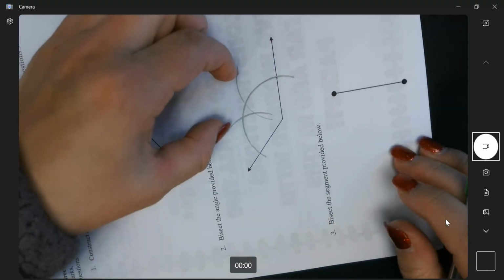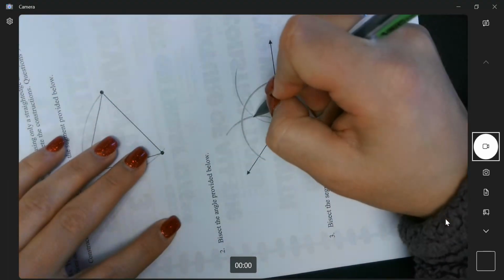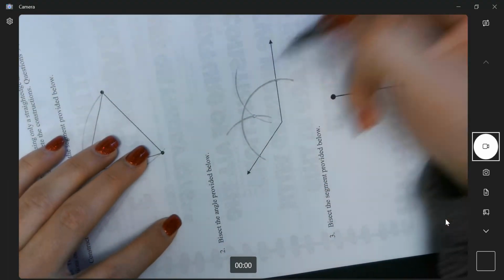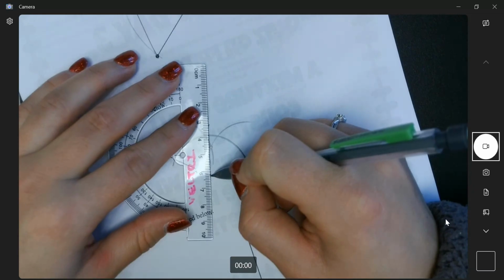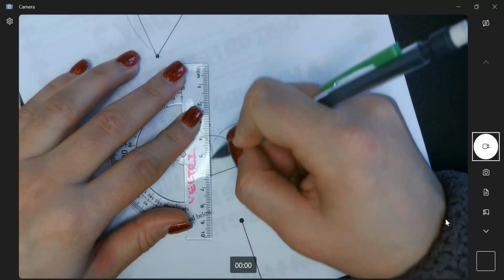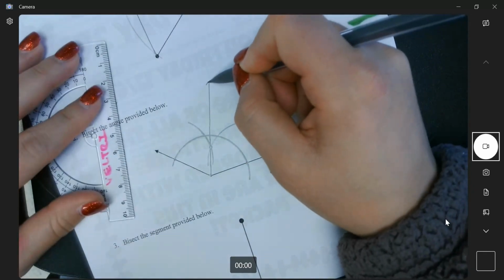Okay. So for this one, you're really focusing on these two arcs that you just drew, and you're making a point where they intersect. And then you're going to use your ruler to just draw a ray right through that. So there is our angle bisector.